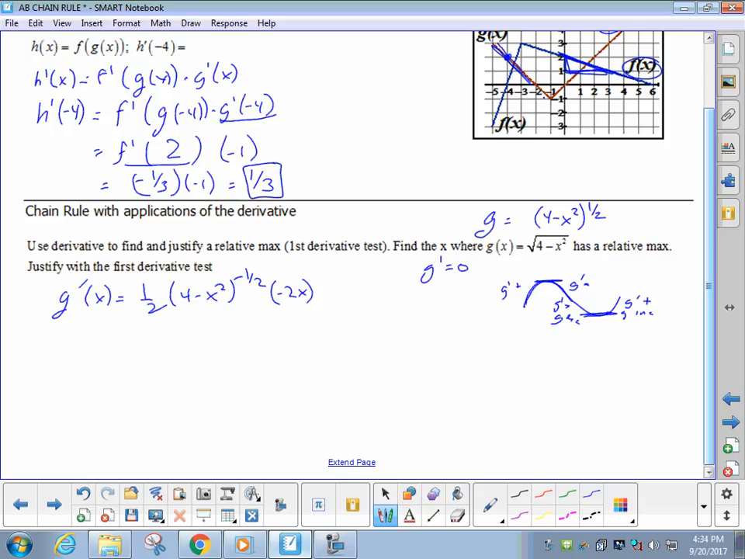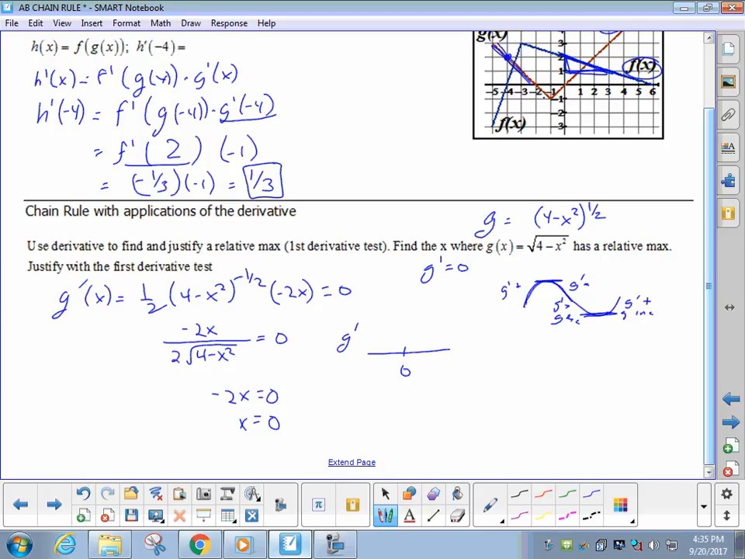Now, when I was doing the chain rule before, I didn't really clean it up. I didn't need to. But now, because we want to find where this is 0, we might clean this up. I could rewrite this as 2 root 4 minus x squared in the denominator and negative 2x in the numerator. I want to know where this is flat or 0, not undefined. So I am not going to focus on denominator zeros. I'm going to strictly focus on where the numerator is 0, and that is at x equals 0. I just found where the graph of g goes flat. It has a horizontal tangent.